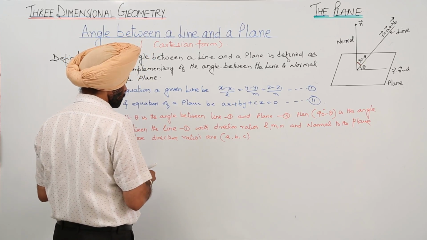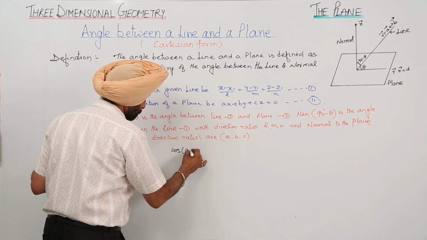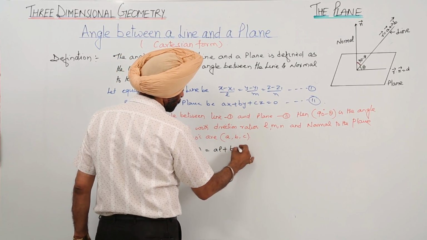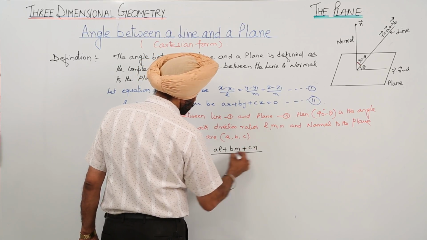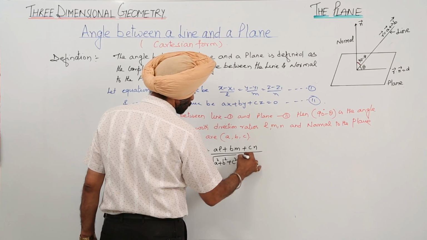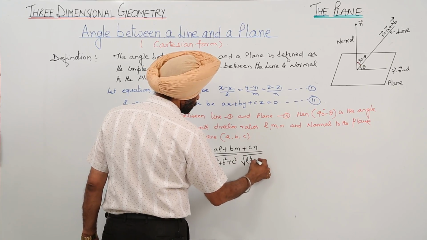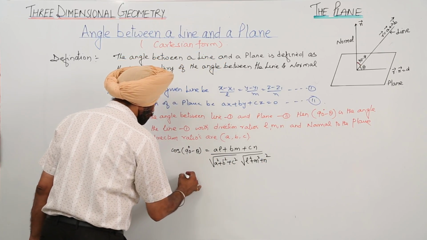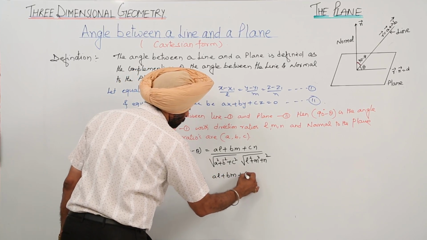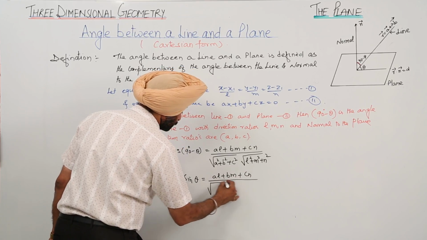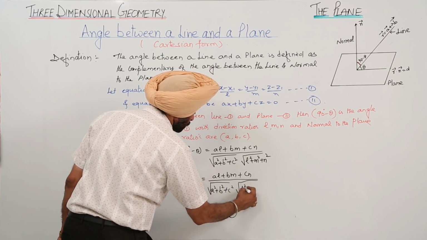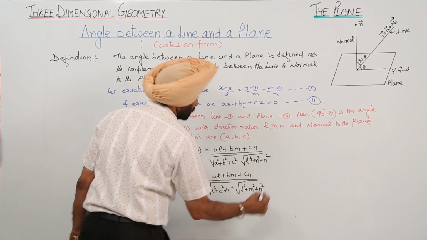Now, cos of 90 minus theta is equal to (al plus bm plus cn) upon the square root of a square plus b square plus c square multiplied by the square root of l square plus m square plus n square, or sin theta is equal to (al plus bm plus cn) upon the square root of a square plus b square plus c square multiplied by the square root of l square plus m square plus n square.